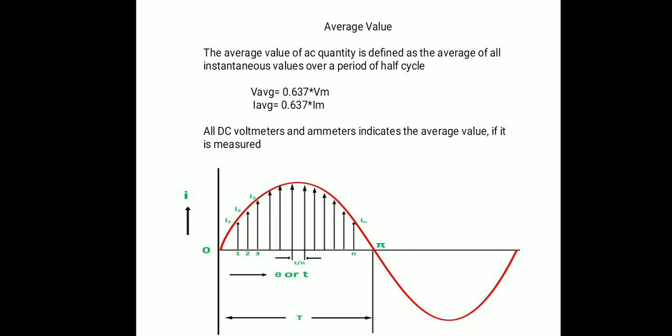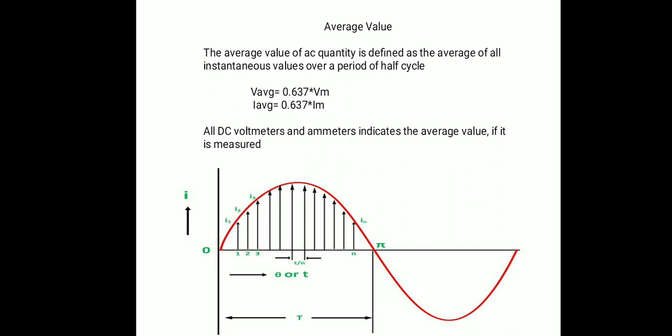All DC voltmeters and ammeters indicate the average value when measured. So if you try to measure AC voltage with a DC voltmeter or ammeter, it gives us the average value of the AC voltage or AC current. Specifically, there are different types of meters for AC voltage and AC current, and different types of meters for DC voltage and DC current.